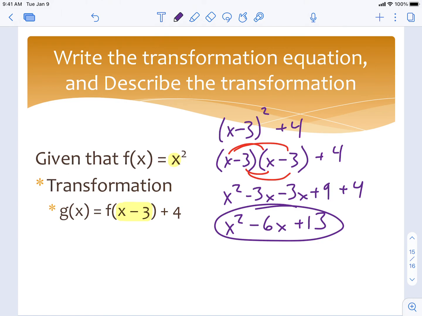What is the description of that? The minus 3 on the inside of the parentheses, remember, is horizontal. Minus moves it to the right, so this would be right 3. And then outside, that's our vertical shift. That is up 4.